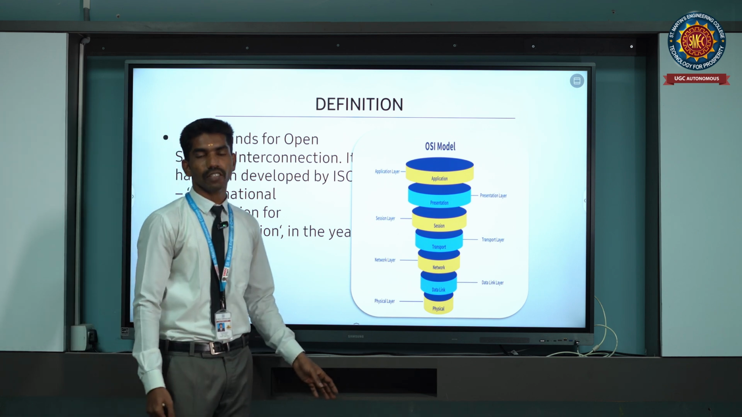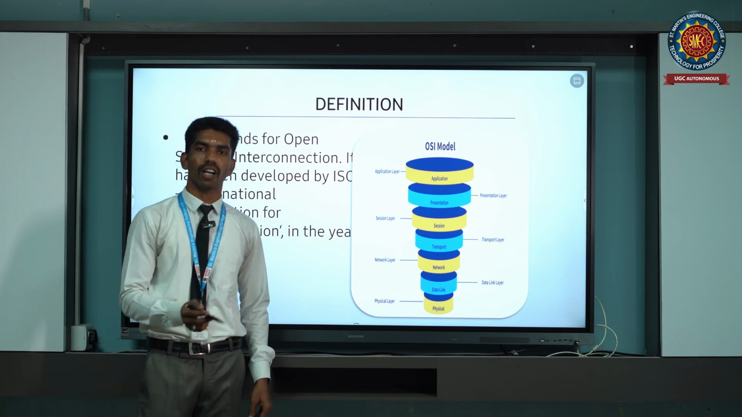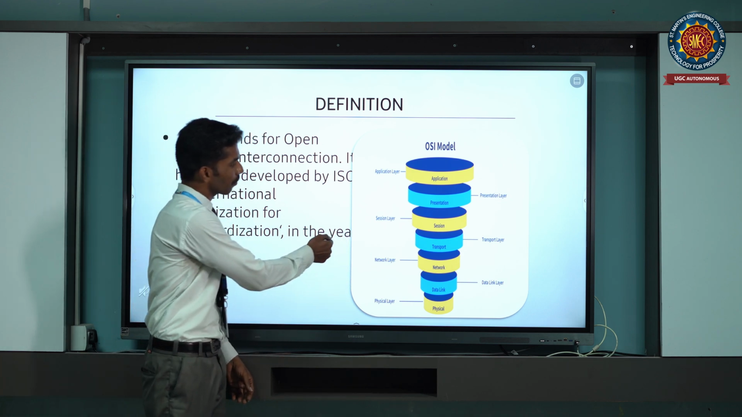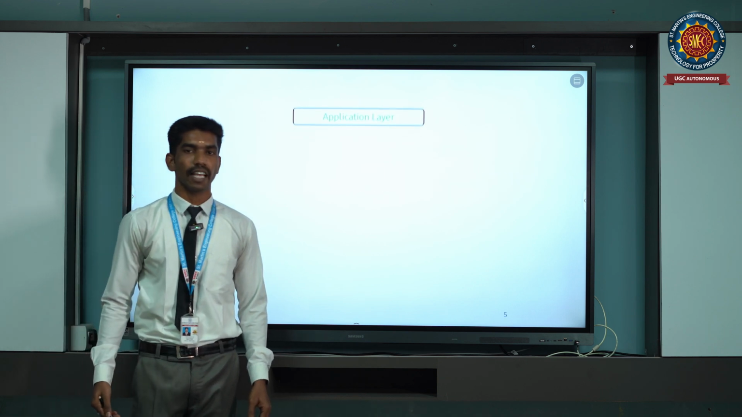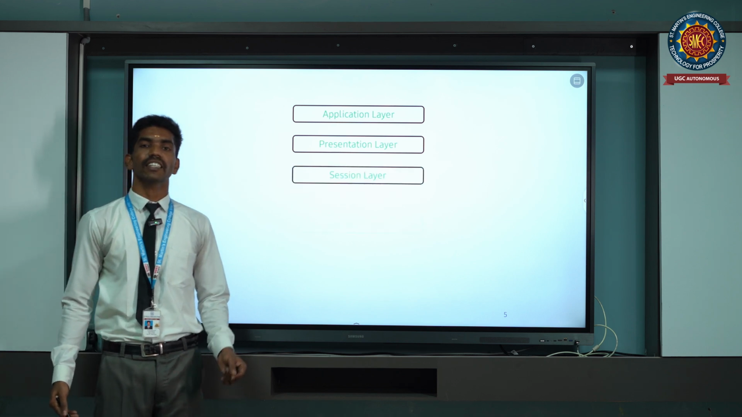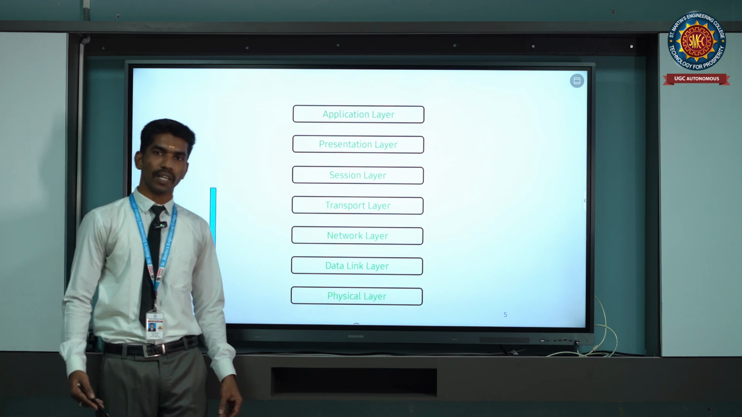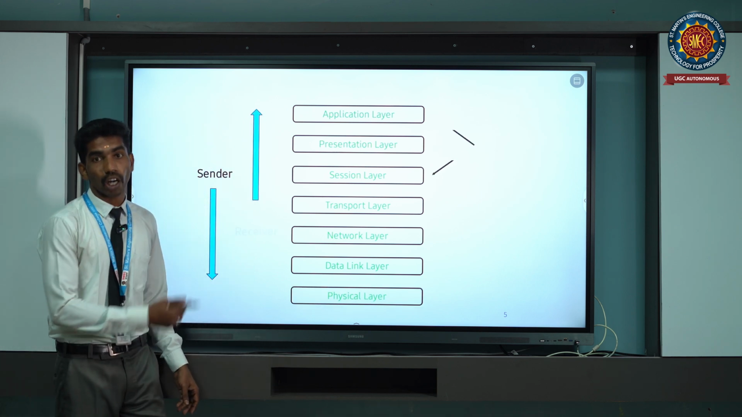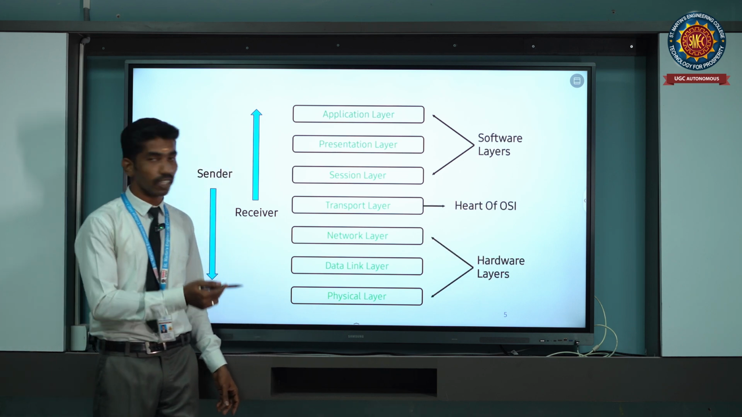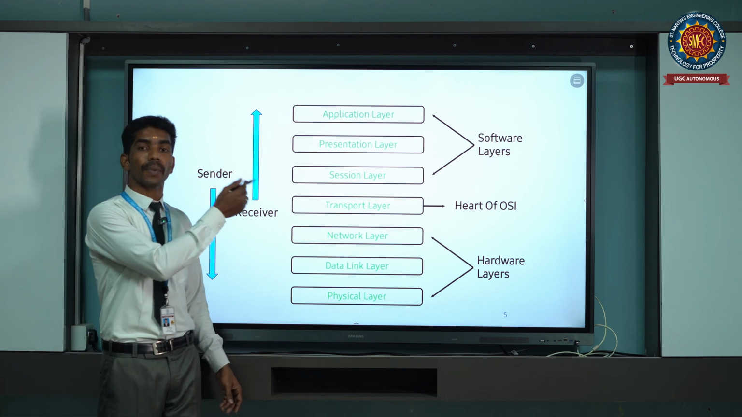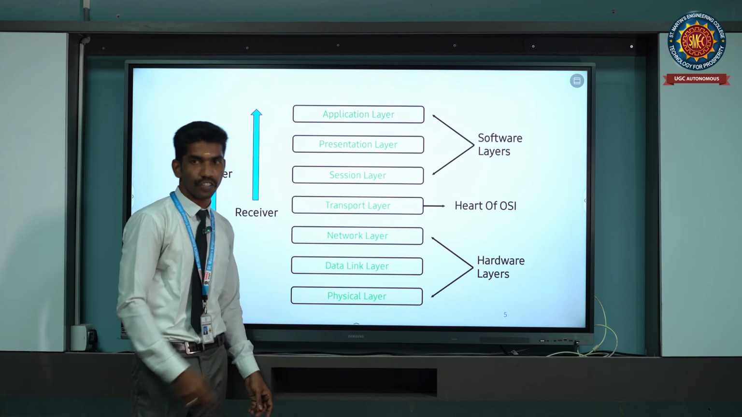As I said in the introduction, OSI is Open System Interconnection, which was developed by the standards organization. It consists of 7 layers, namely physical, data link, network, transport, session, presentation and application layer, in the bottom-up approach. In the top-down approach, we mention the layers as application, presentation, session, transport, network, data link and physical layer.